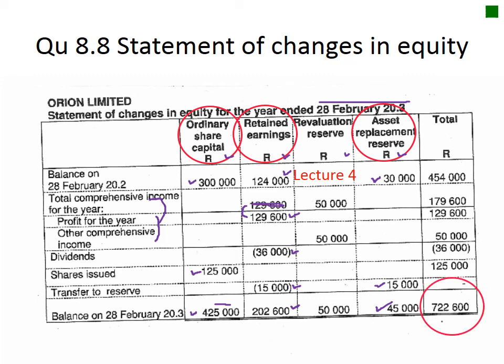This total amount here of 722,600 is the total of all the different components of equity. At the end of the year, this is what the business is worth to the owners. It's made up of their share capital plus their retained earnings plus their revaluation and asset replacement reserve. So that's the wealth that's been built up in the company for the owners.